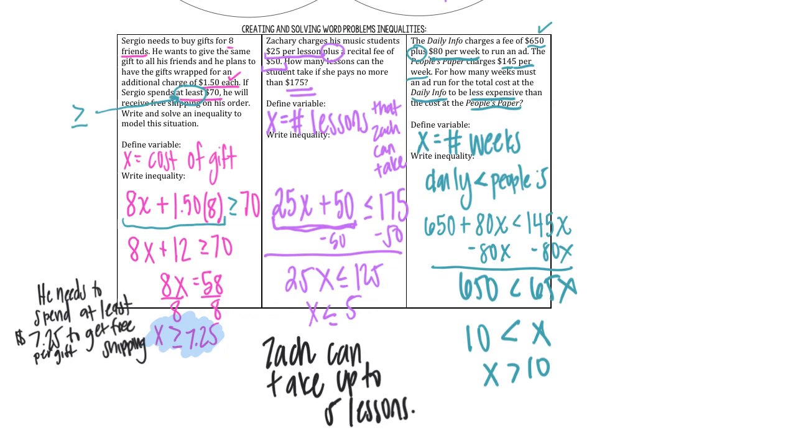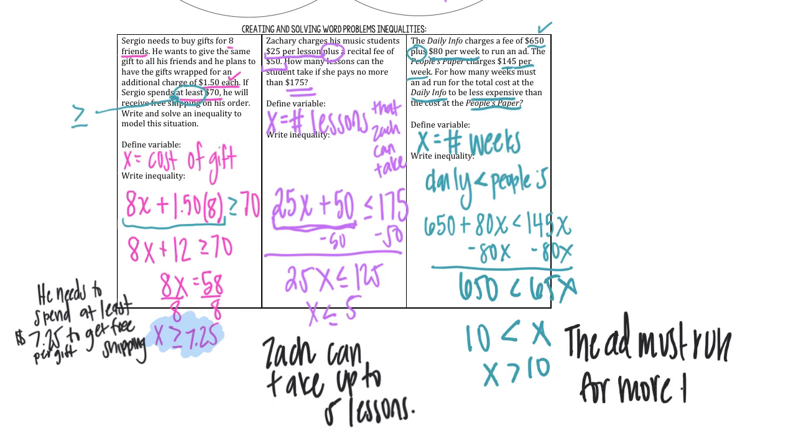Double check your work if you need to with my equation solving before. And you need to write what that means in a sentence. The ad must run for more than 10 weeks in order for the Daily paper to be less than the People's Paper.